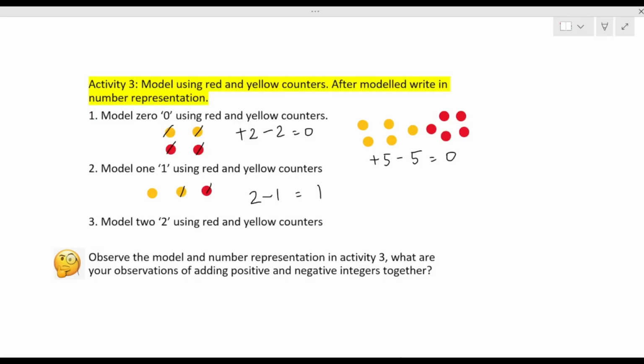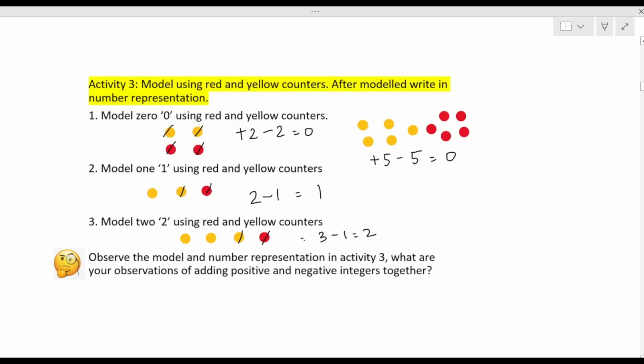So now model the number 2 using red and yellow counters. Think for a while by pausing here. You may also be getting something like this. For example, I have 2 yellows and I have just one more, and I want 2 to be retained. So I have only one red. Why? Because I just need this to get cancelled. So 3 yellows minus 1 is 2. So 3 minus 1 is 2, right?